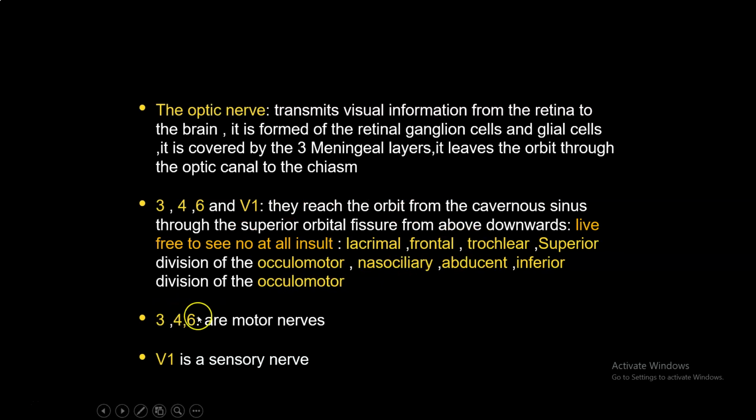And 3, 4, 6 are purely motor nerves, although the oculomotor contains voluntary motor nerve fibers and parasympathetic fibers. They are all motor. As you know, the parasympathetic is an efferent system, part of the autonomic nervous system, and the sensory nerve is V1. So 3, 4, 6 are motor, V1 is sensory.